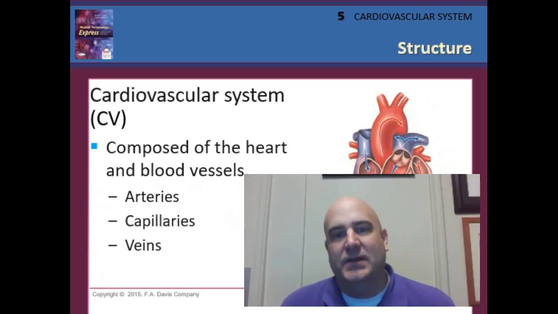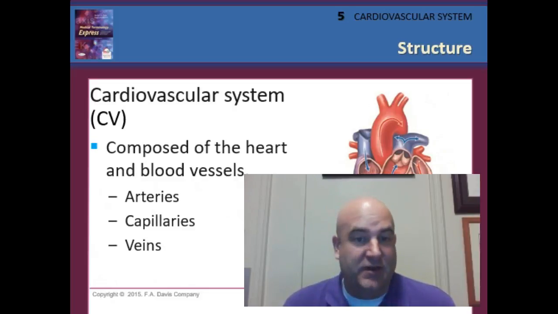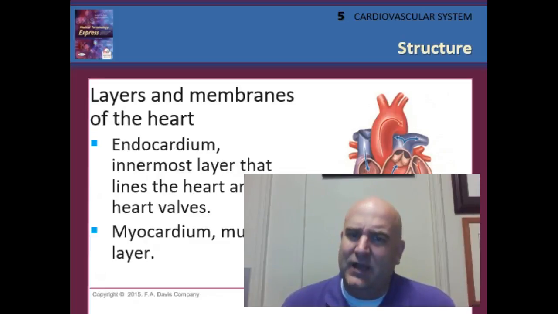So your cardiovascular system: heart, arteries, capillaries, veins. Arteries carry blood away from the heart. Veins carry it back. Capillaries are where gas exchange happens. Simple as that. And I'll let you read through all of the structure and terminology here. I think it's pretty straightforward. If you have questions, let me know, and we'll move on to some of the disease processes.